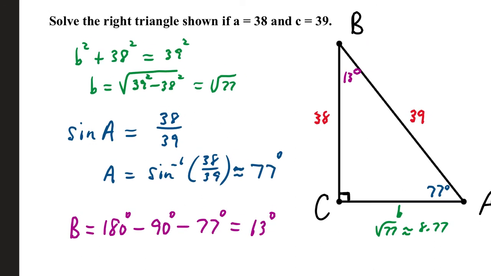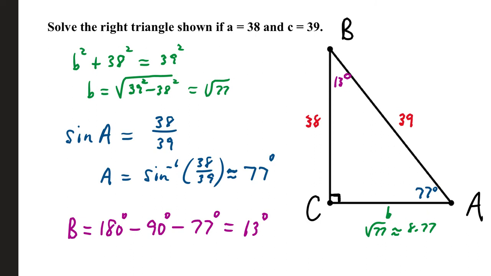Solving another right triangle, we are given side A is 38 and side C is 39. These are both lowercase letters, so those represent side lengths. Again, draw a right triangle. I usually stick with C as my right angle.